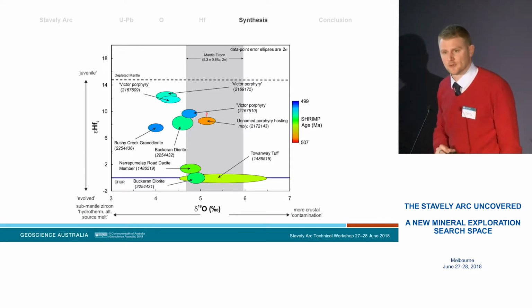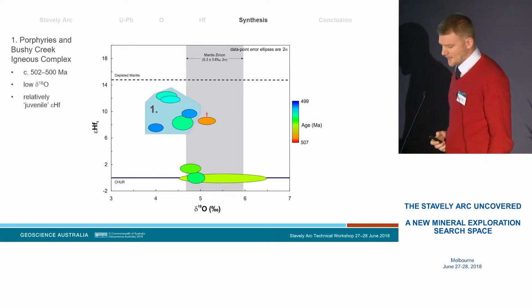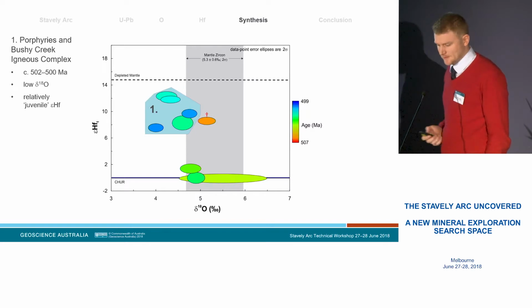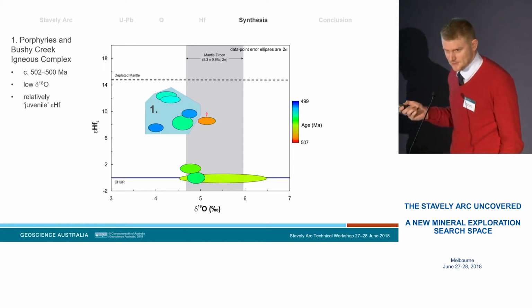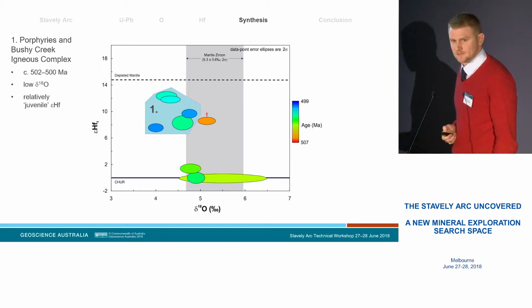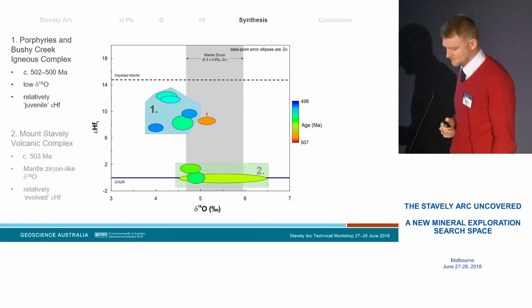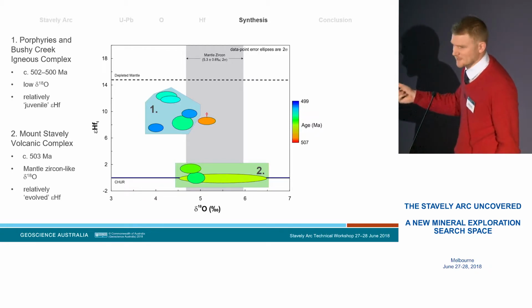And in this, we've been able to pull out a number of different groupings. The first of these are the porphyries and the Bushy Creek Igneous Complex, which have an age of around 502 to 500. And I will say these ages are now based on the SHRIMP ages, not Tim's. Relatively low oxygen, relatively juvenile in the hafnium space. Mount Stavely Volcanic Complex, a little bit older, has mantle-like oxygen and is relatively evolved compared to everything else.